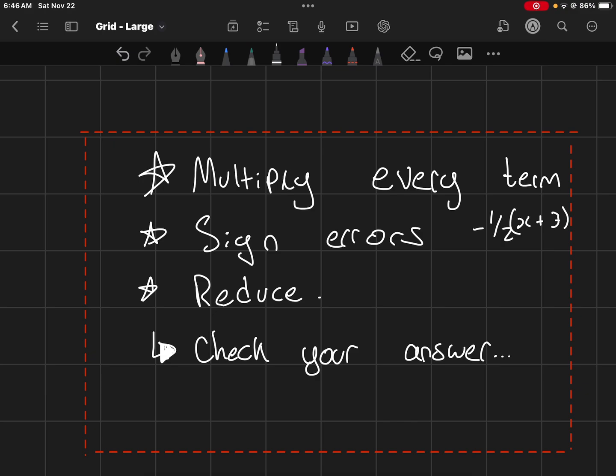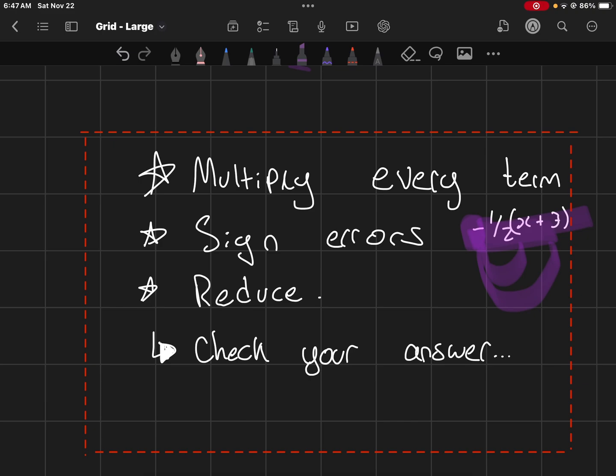Another thing are sign errors. For example, if you have something like negative 1 over 3x plus 3 in a bracket, make sure to multiply the negative here to the x and the 3. Another thing is that some people reduce incorrectly. Always reduce each fraction product step by step. And if you really don't know and you're unsure, you should always compute the numerator and denominator, then reduce carefully.